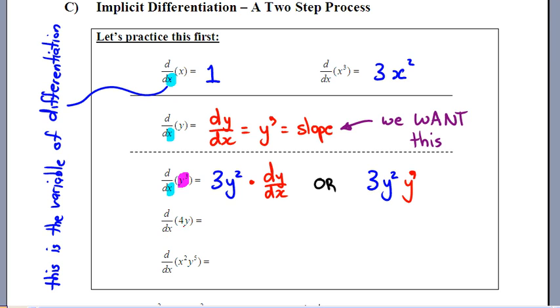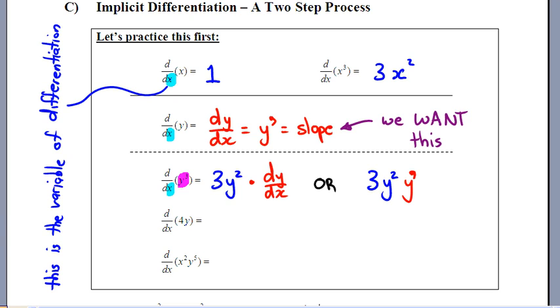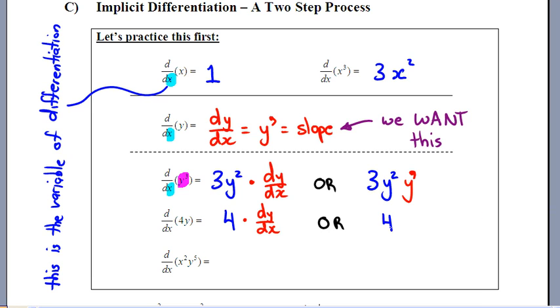Derivative with respect to x of 4y, no problem. What's the derivative of 4y? Had that been an x, it would have been 4x. That would just be a 4. And then multiplied by dy dx. Or if you wish, just another way to write that, just be careful with your apostrophes. You could say that's 4 times y prime.